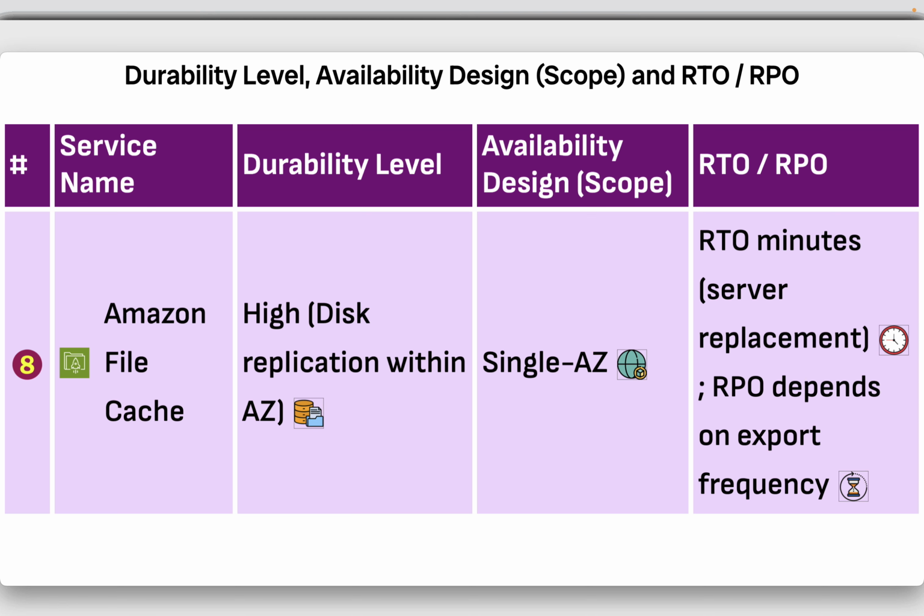And RPO depends on the export frequency. So how frequently you export, that much data only you will lose. If you export every 1 hour, you can lose up to that much. If you do it every 10 minutes, the maximum is 10 minutes of data you will lose.